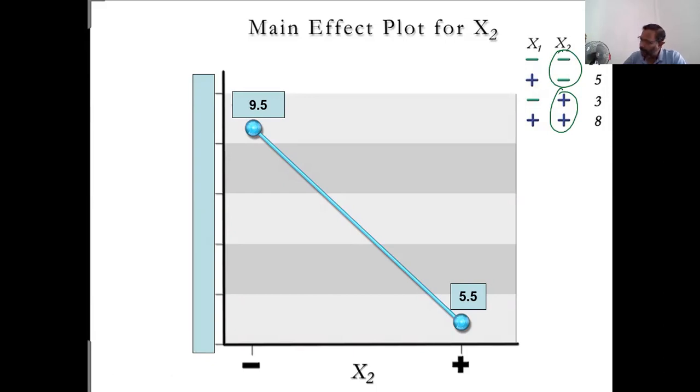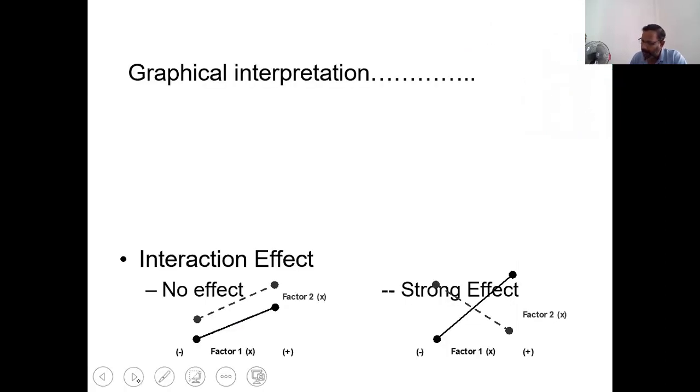So we know average of 14 and 5 is 9.5. Average of 8 and 3 is 5.5. So you see there's a main effect. Even without calculation, we can say there's a main effect of x2. Similarly, we can find out the main effect for x1.